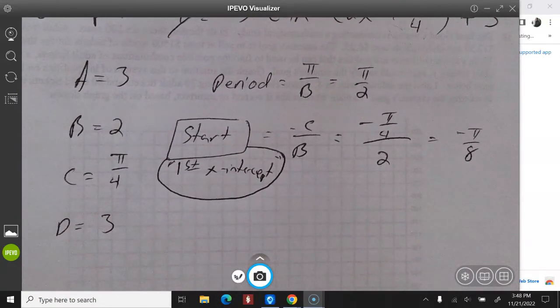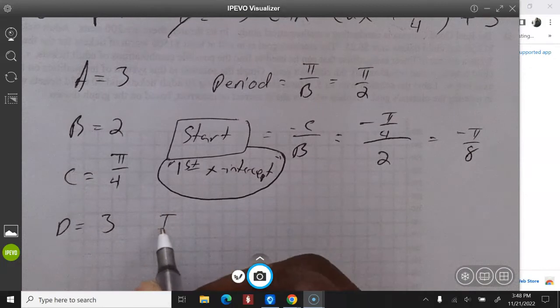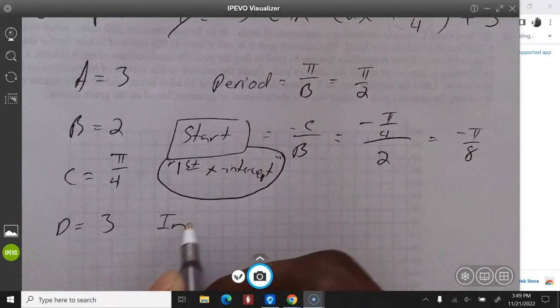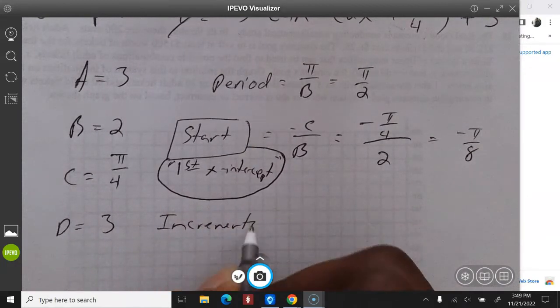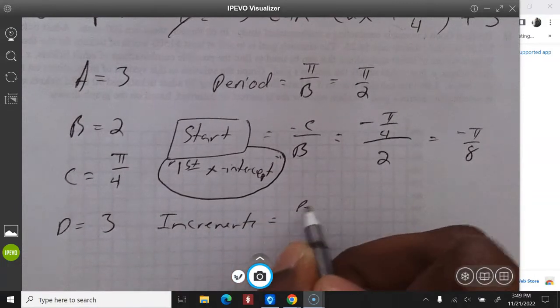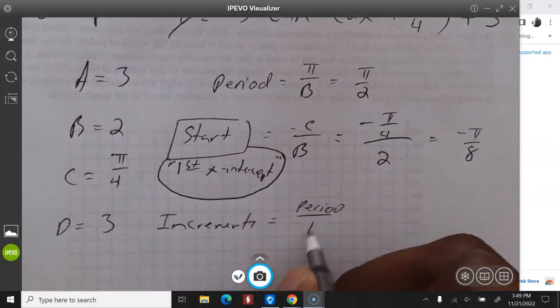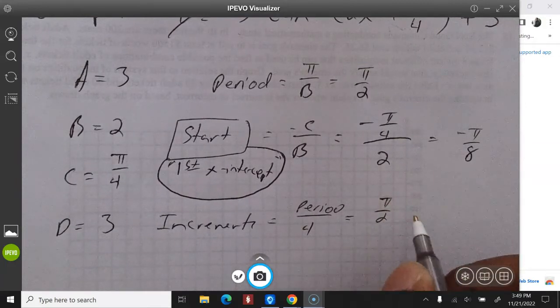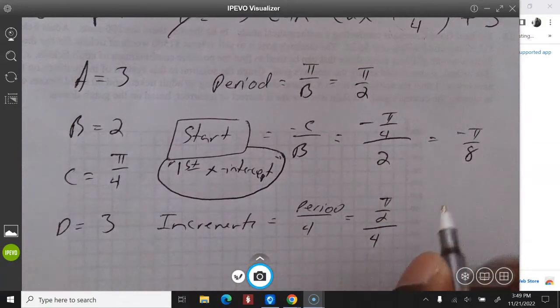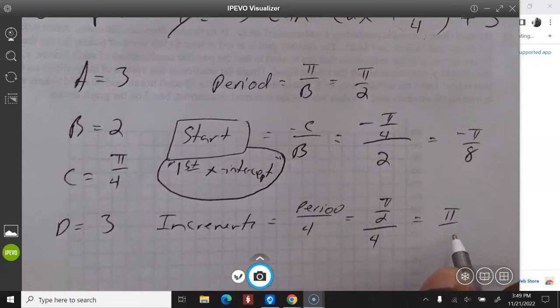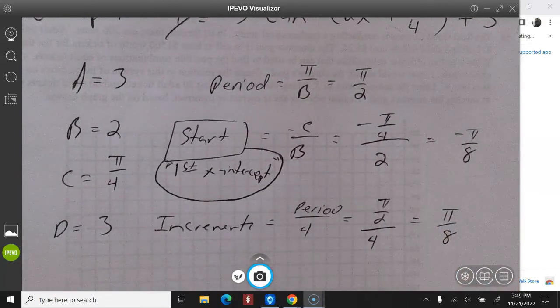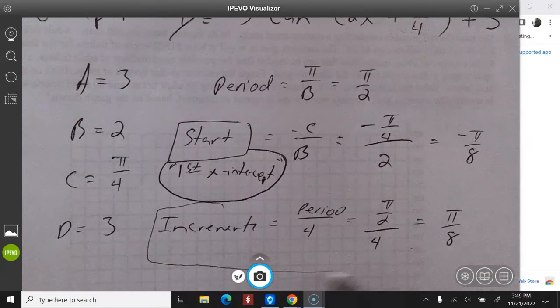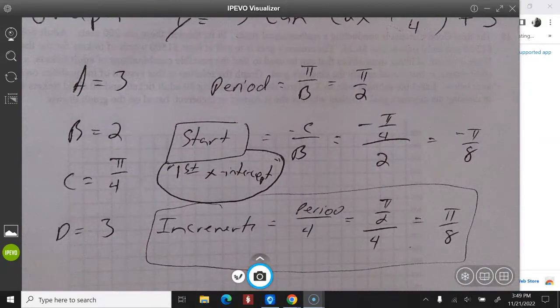The next thing I need to know are my increments. So my increments equal your period over 4. In this case, since my period is pi over 2, I divide that by 4, so my increments are pi over 8, meaning each new step in the curve is pi over 8 to the right of the last. So that's what that's telling me. So those are the characteristics I'm looking at there.